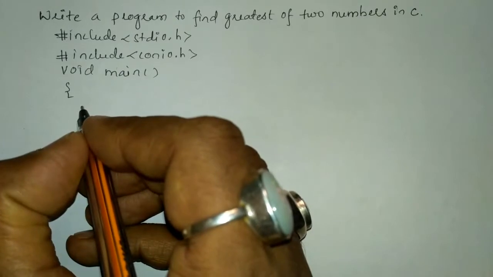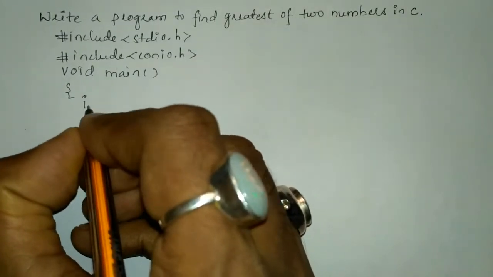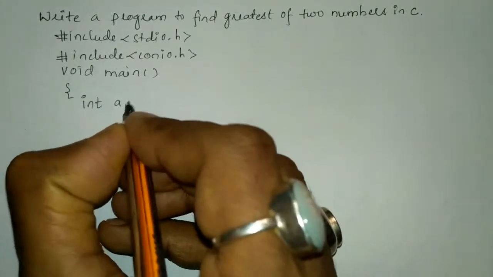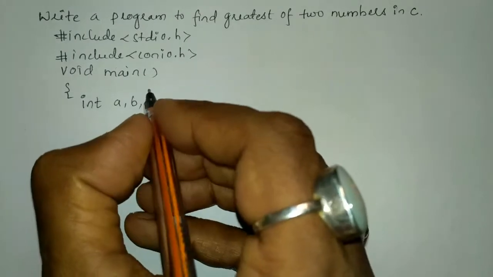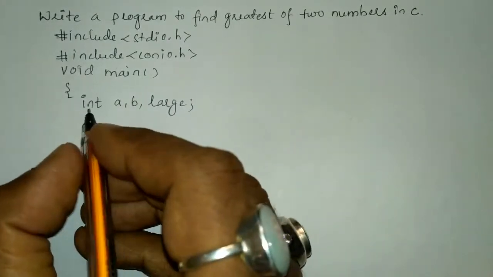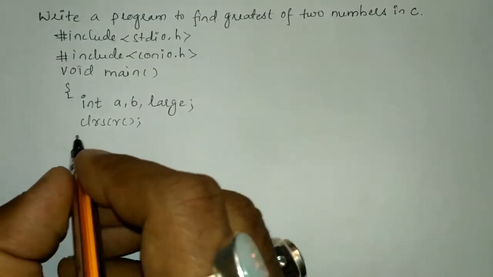And here we are going to declare all the variables that are to be used in our program. I'll declare them with the data type int. I'll take two variables a and b and one more variable called large. Now we'll write clrscr that clears the screen.